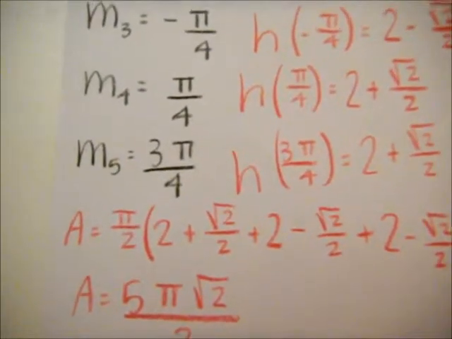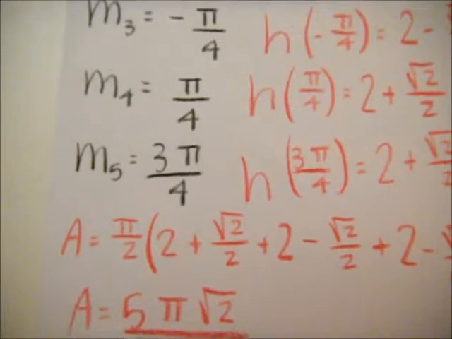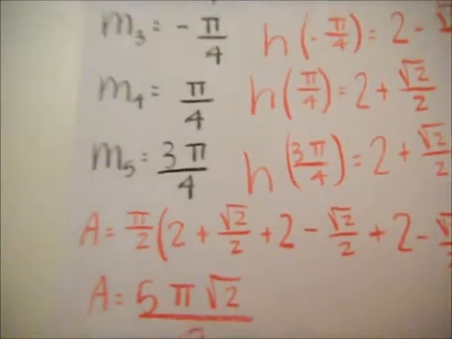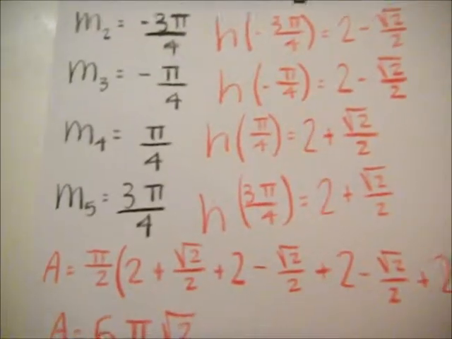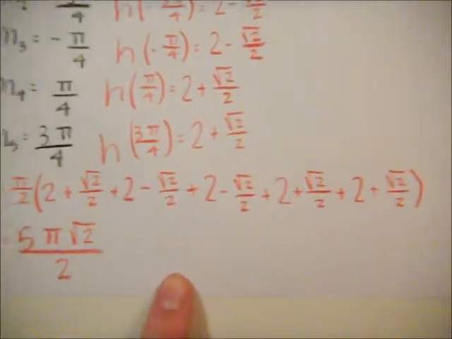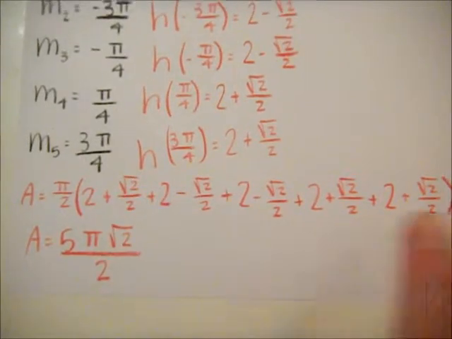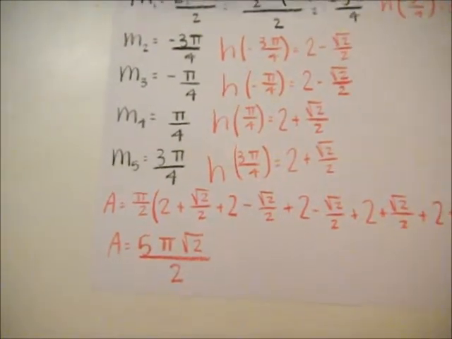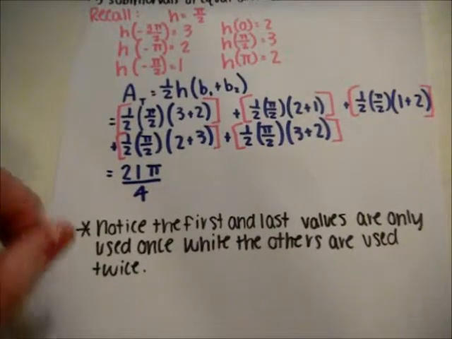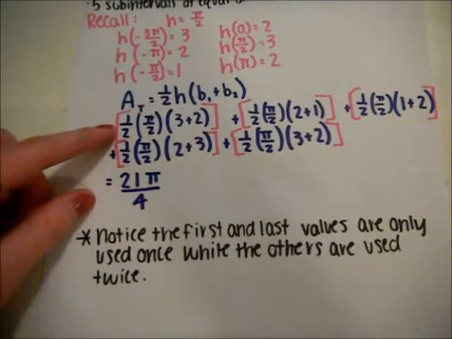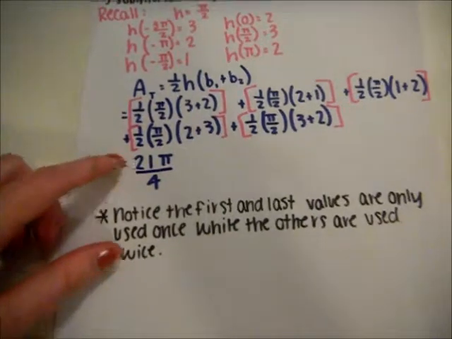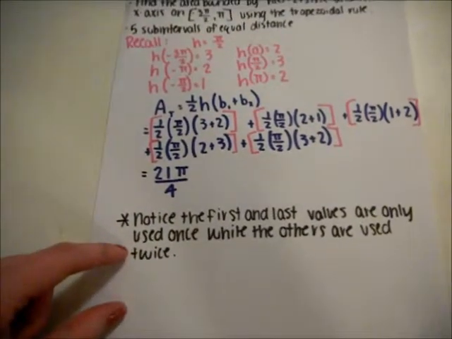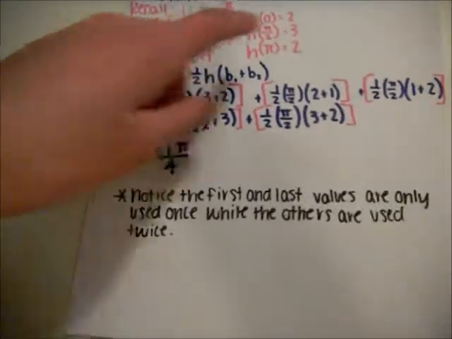And once you have all your bases, you still use area equals base times height. So since height is pi over 2, you have pi over 2 times all of your bases that you found. Once you solve this, you get 5 pi root 2 all over 2. After you find the area of each of the rectangles and add them up, you get 21 pi over 4. Notice that the first and last values are only used once while the others are used twice.